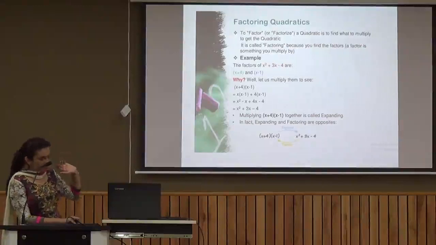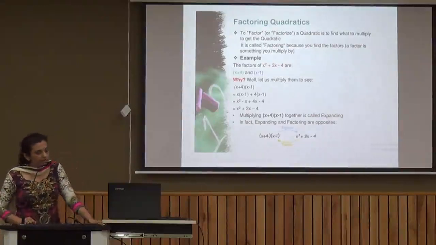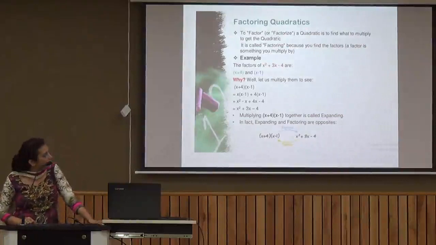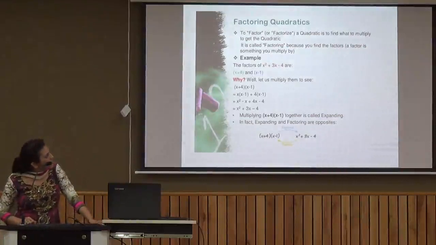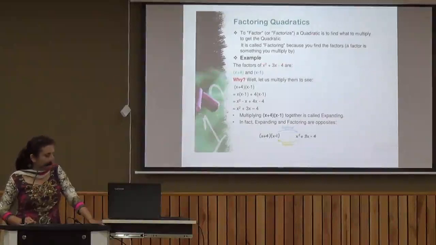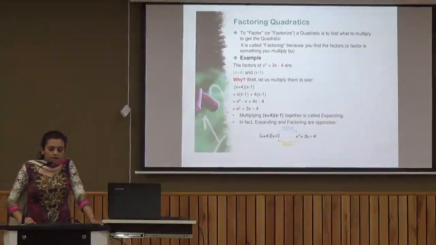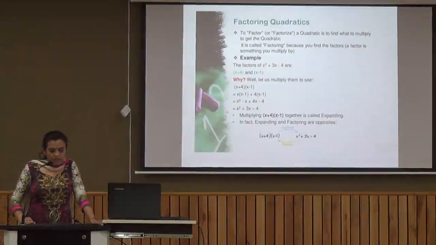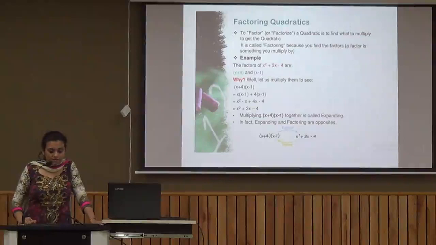If these are the factors, then what will be the value of x? Yes, x plus 4 equal to 0, and you get x equal to minus 4, and x minus 1 equal to 0, and you get x equal to 1. Let us multiply them to see x plus 4 into x minus 1. On multiplication, you get, yes, x squared plus 3x minus 4.